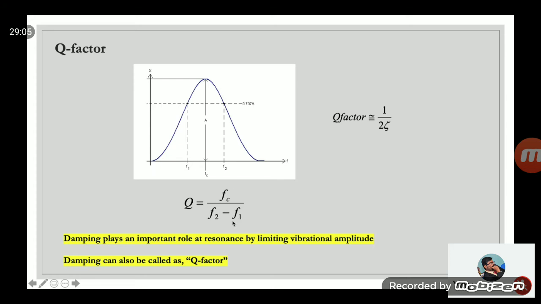People use this Q factor in order to balance rotating systems and also to analyze. This basically came from electrical circuit theory, but it is useful information for mechanical systems. So it plays an important role at resonance only by limiting vibration amplitude, as I told you before. So damping helps to suppress the vibration at the natural frequency. So it is called the Q factor here.